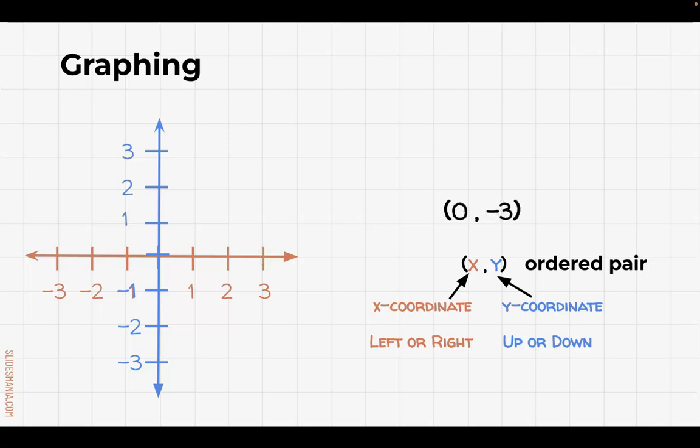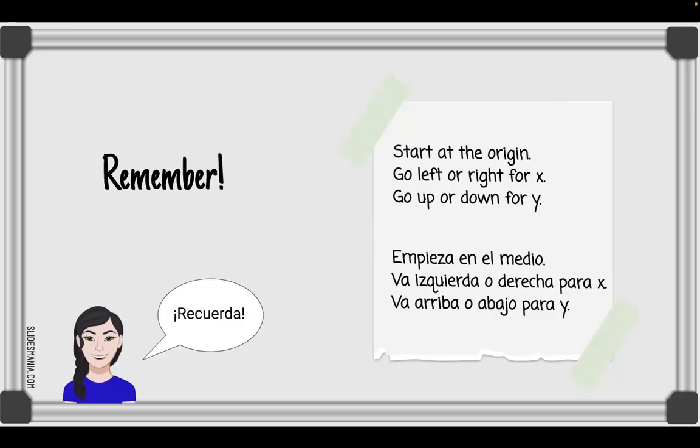For 0, negative 3, you do not go left or right, so you start right in the middle, and then you go down 3 along the y. Now remember, you always start at the origin, right in the middle, and then you go left or right for x, and then up or down for y.